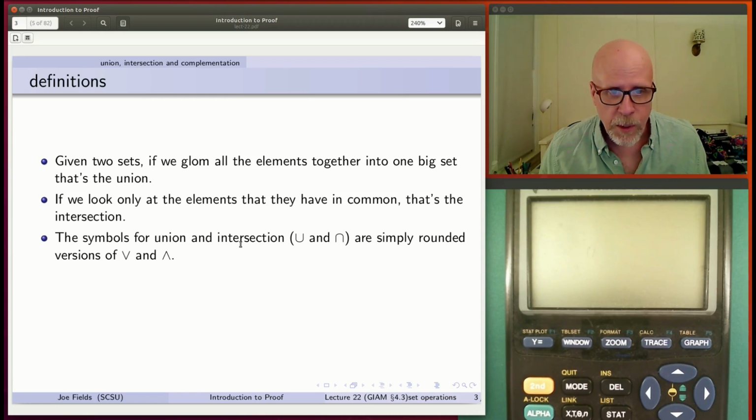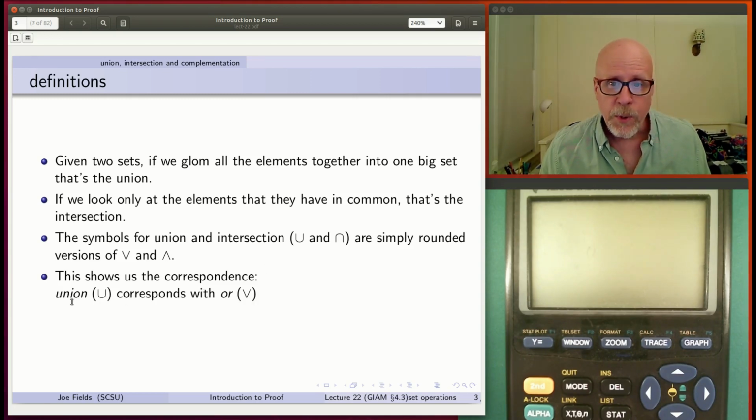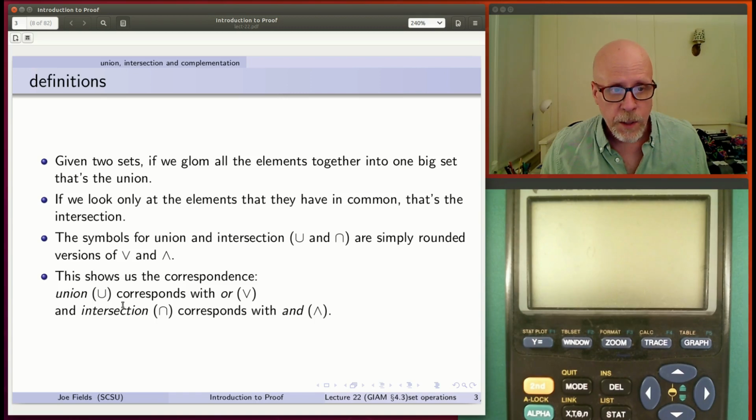The names of these symbols are cup and cap, but one is an upward opening rounded thing and the other is a downward opening rounded thing. They're really meant to be rounded versions of the or and the and symbol, and that's not done haphazardly. The cup is the rounded version of the or symbol, and cap is the rounded version of the and symbol. Here's why. Union, the cup thing, corresponds with or in logic. So union in sets is disjunction, or, in logic. And intersection corresponds with and. If you're doing the intersection of two sets, it's like doing the and of two logical statements.